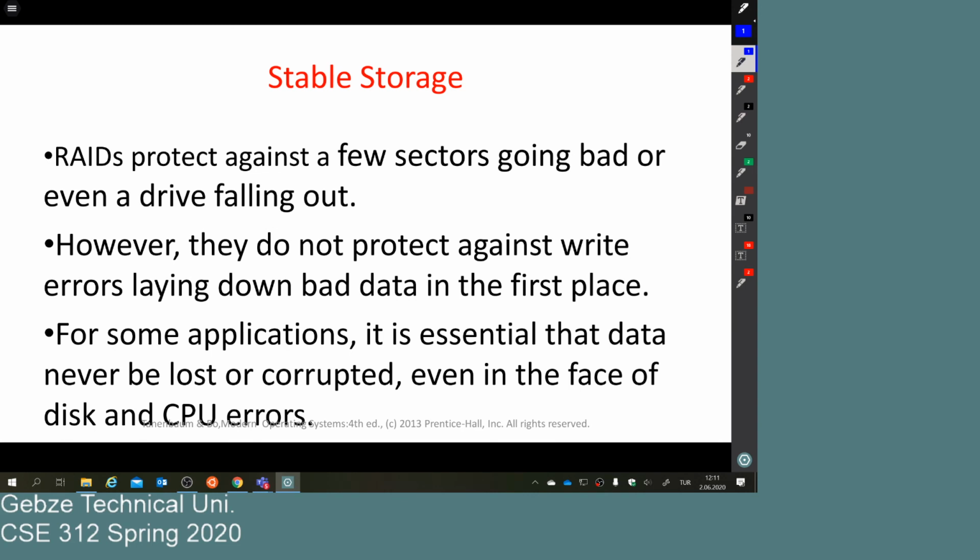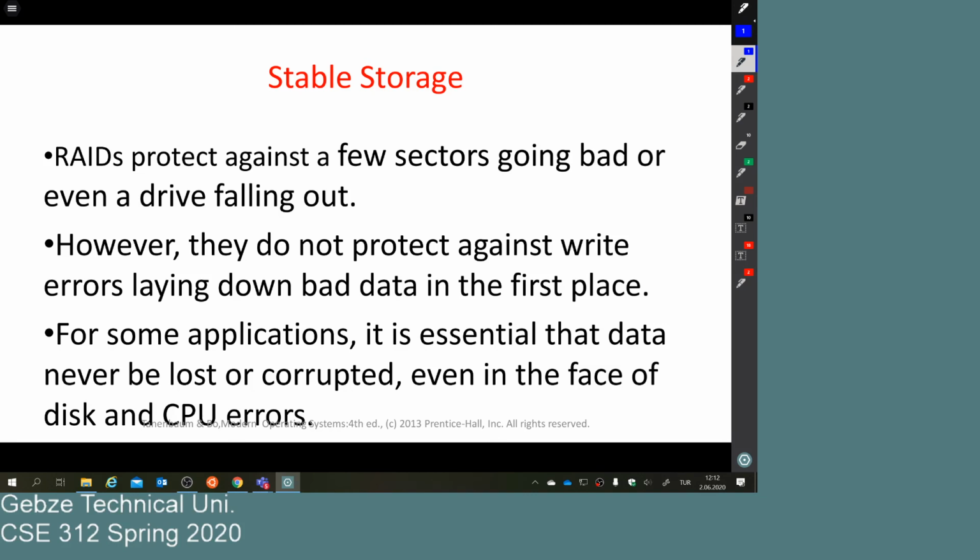We looked at RAID. RAID is good for speed. RAID is good for reliability, right? If my system crashes, I can recover the crashed hard disk data from the other disk. We know that. But RAID has a problem.